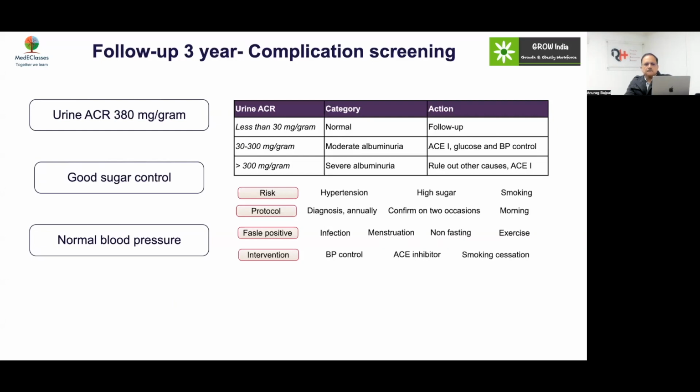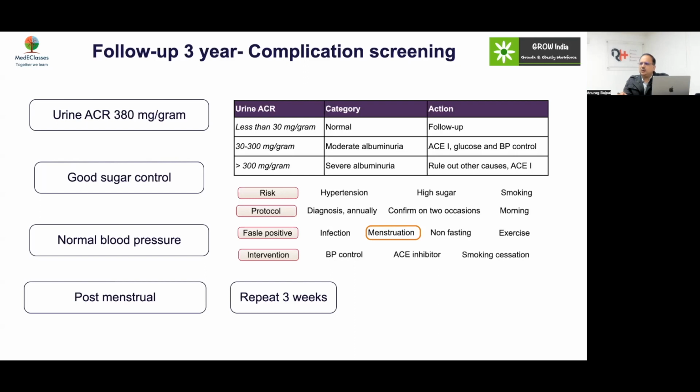We will look for other causes, such as whether she's menstruating. Yes, so definitely look for infection, menstruation, non-fasting, exercise. All those factors become important, and you should get a history. So always before you collect the sample, ask if somebody is menstruating, and do it after a couple of weeks, so there is no confusion. So post-menstrual was done. The repeat after 3 to 6 weeks was found to be normal.